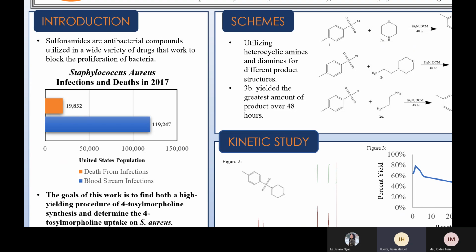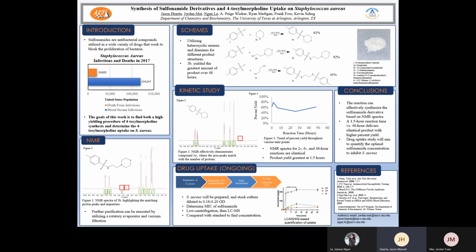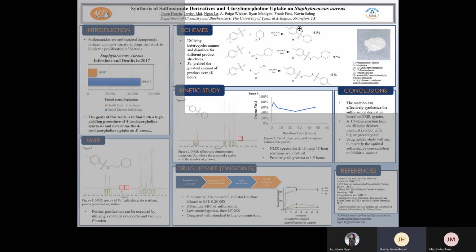As you can see on the graph, almost 120,000 people were infected in 2017, with almost 20,000 of those people dying due to the bacterial infection. We hope to achieve in this work to find both a high-yielding procedure of 4-tosylmorpholine synthesis and to also determine 4-tosylmorpholine uptake with our bacteria.